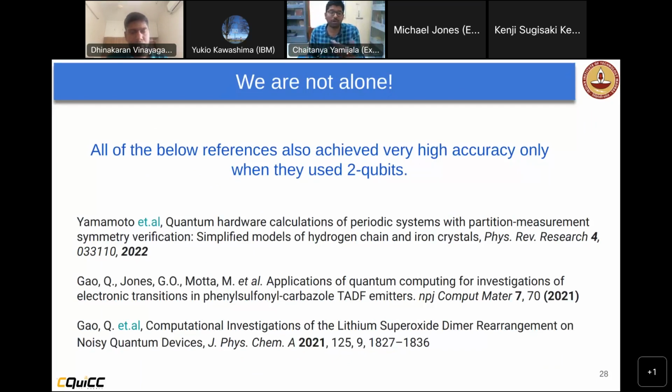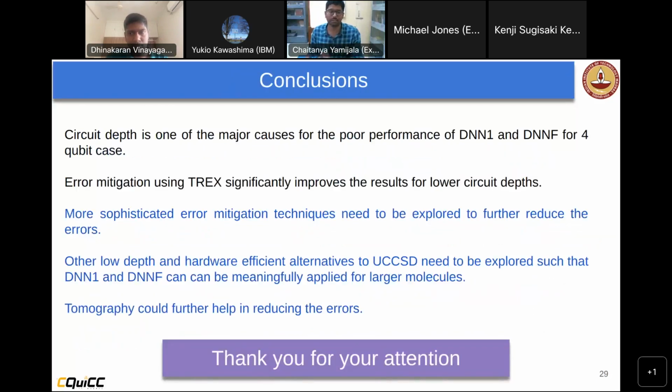And we need to see what kind of new methods we need to use in order to get to chemical accuracy. So to conclude, circuit depth is one of the major causes of the poor performance. But if you simply compare DNN and VQE, DNN models are always giving better performance than VQE models. Obviously, when you are using the error mitigation schemes, the results become better.